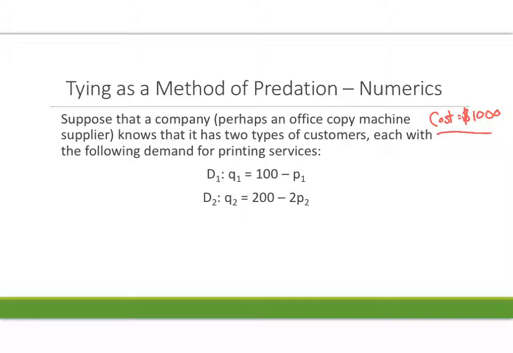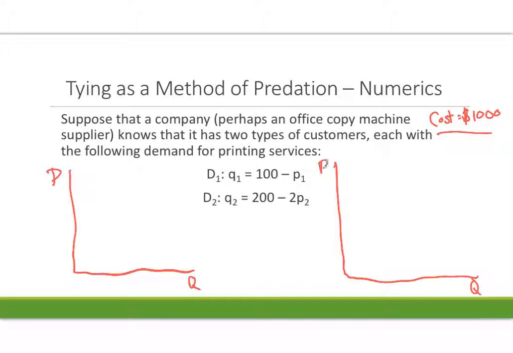There's a low use or lower use office, and then there's a power use office, an office that uses a lot more. So we've got these two demand curves, one for each of these types of offices. So here we've got quantity and price. So we've got demand curves for each of these, and they've been provided to us, quantity and price. We've got one demand curve that looks like this. This is D1. We've got another demand curve that looks like this.